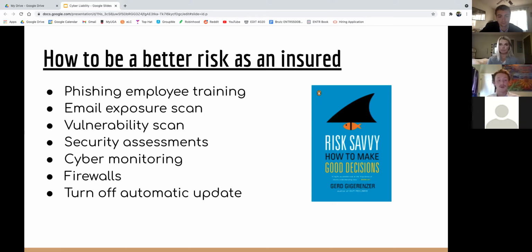To finish up, you should do everything on the slide as well. Email exposure scan, vulnerability scan, security assessment, and so forth. But if any of this gets too overwhelming for you and your company and you really don't know where to go, the best thing to do is simply outsource the job to a professional cybersecurity company who can let you relax while they take care of it for you.